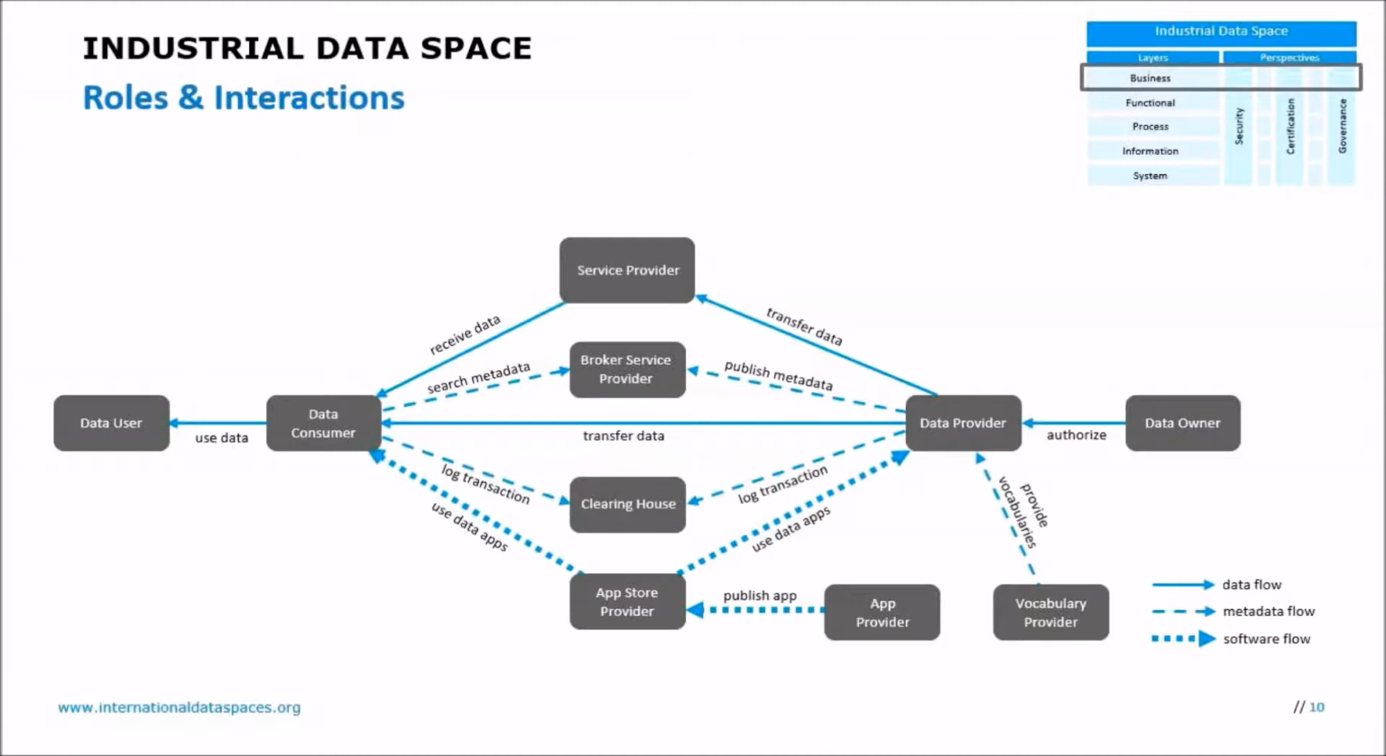Then we have this broker service that I already mentioned. So a central registry where the data provider, especially, publishes the metadata about the data set. And then there is a data consumer or different data consumers who can search for this metadata and look if there's certain data, for example, certain sensor data that they are interested in.